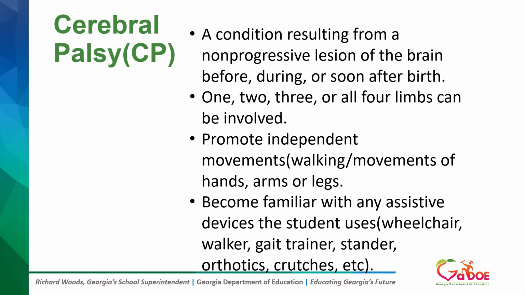Cerebral palsy is a condition resulting from a non-progressive lesion of the brain before, during, or soon after birth. It can involve 1, 2, 3, or all 4 limbs. You want to be sure to promote independent movements, walking or any movement of the hands, arms, or legs, and become familiar with any assistive devices the student uses, whether it's a wheelchair, a walker, a gait trainer, orthotics, crutches. There are many different devices.